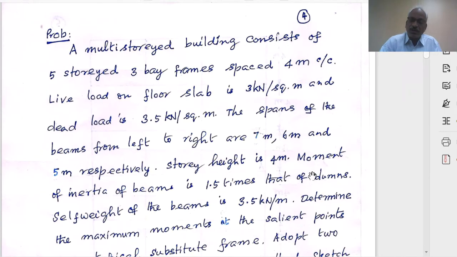Right. Now here the moment of inertia of the beams is 1.5 times that of the columns. The self weight of the beams is 3.5 kilonewton per meter. So we have got three loads: one is live load on the slab, the other one is dead load on the slab, 3.5, plus the self weight of the beam. The load calculation we will do subsequently.